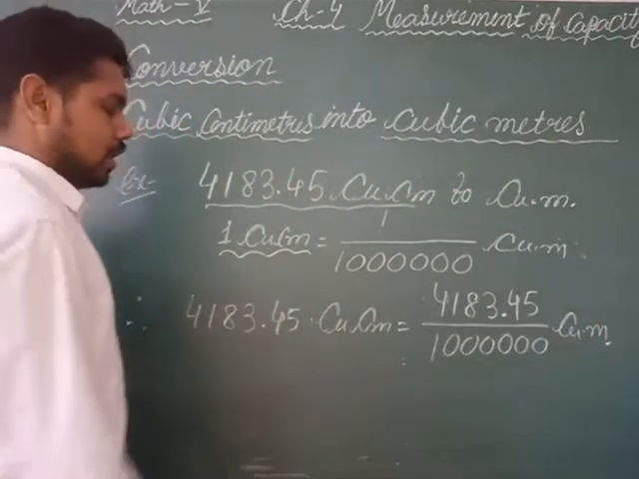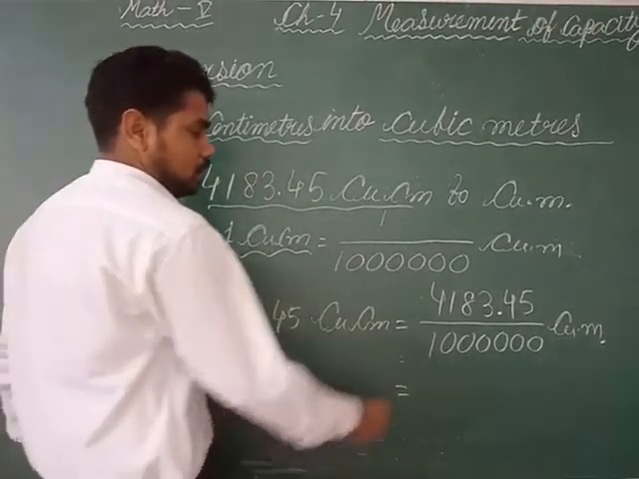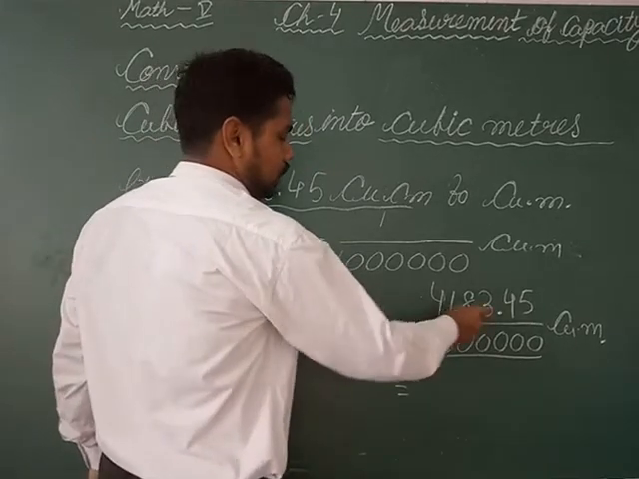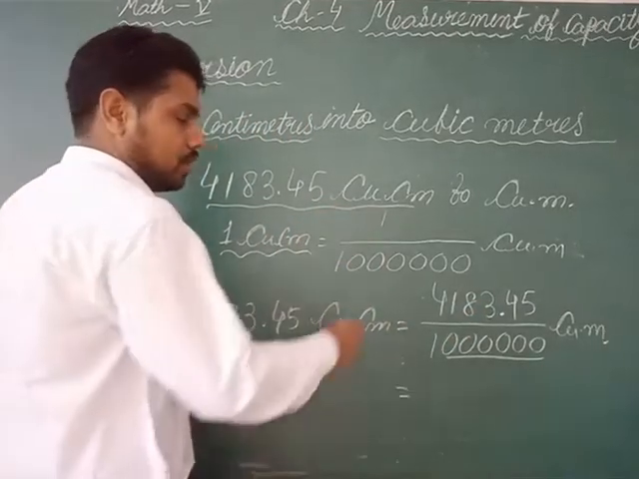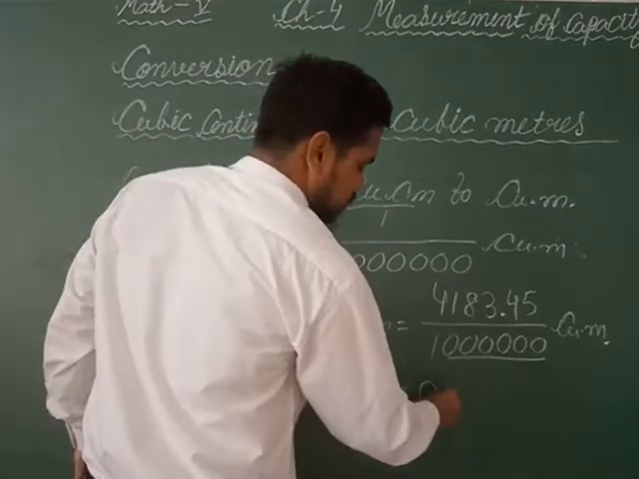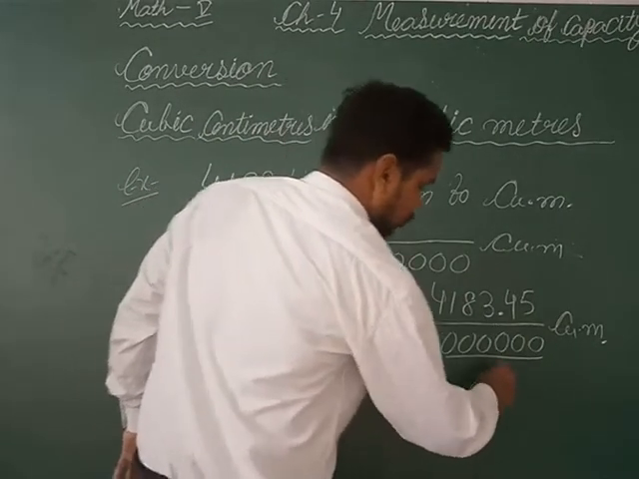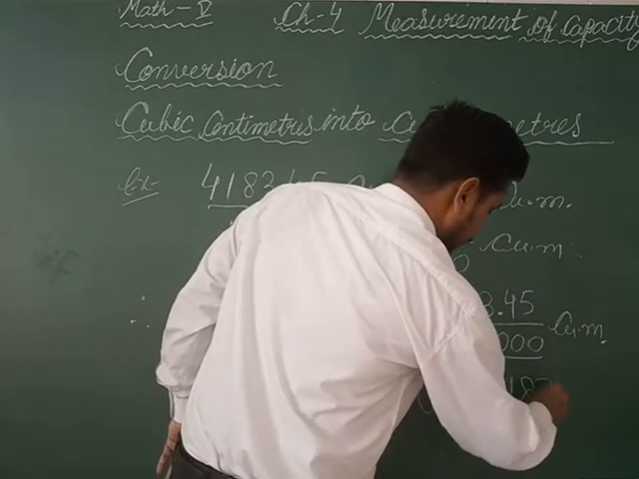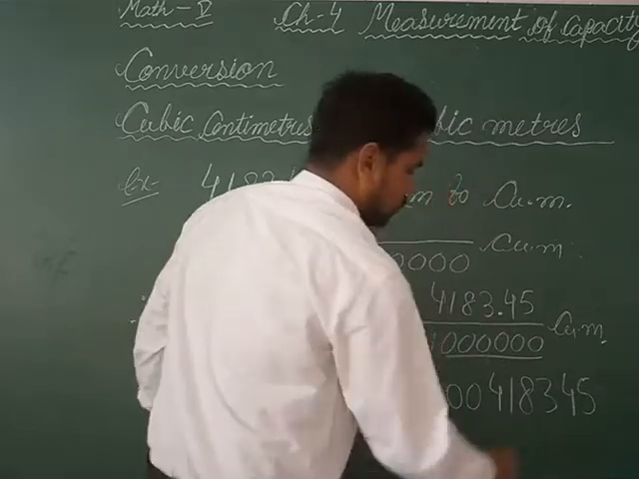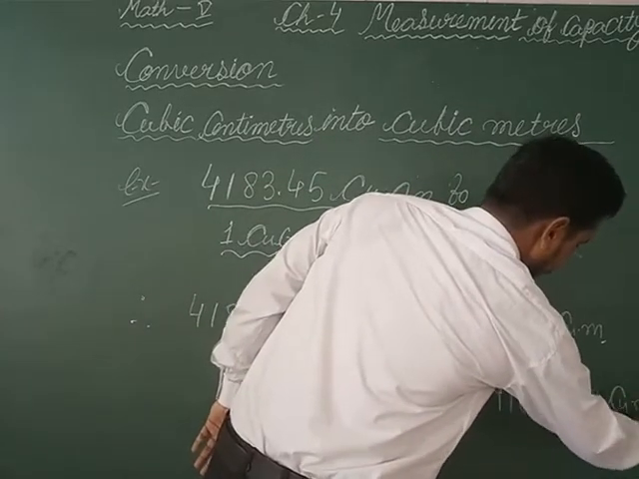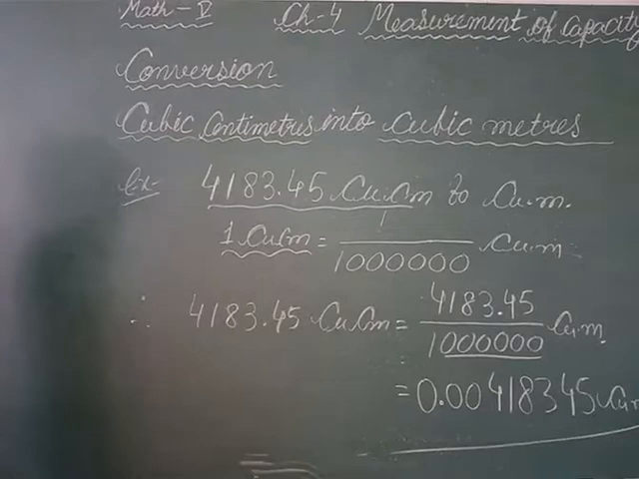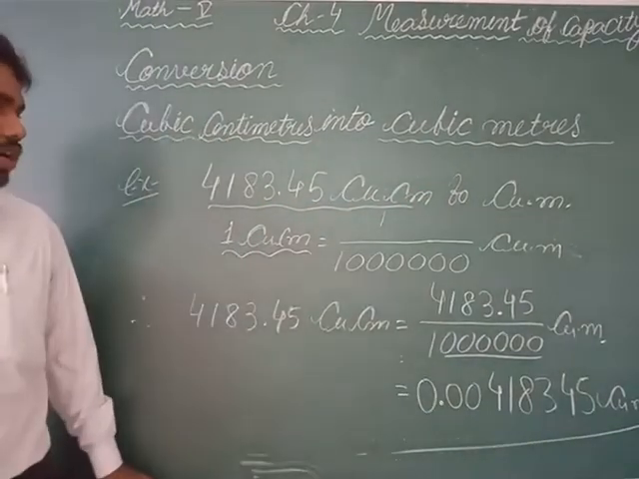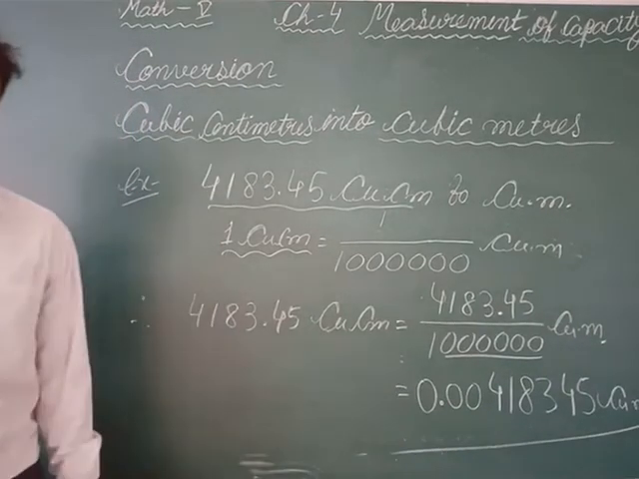Now if you convert this into decimal, the decimal will shift as many places as there are zeros here. So 6 zeros are here, 4 digits are here, so 2 more zeros you have to give to make this 6 digits. So that means the answer will be 0.00418345, this much of cubic meter. This much of cubic meter will be the conversion of this cubic centimeter into cubic meter. So this is how you can solve the rest of all the questions of this chapter.